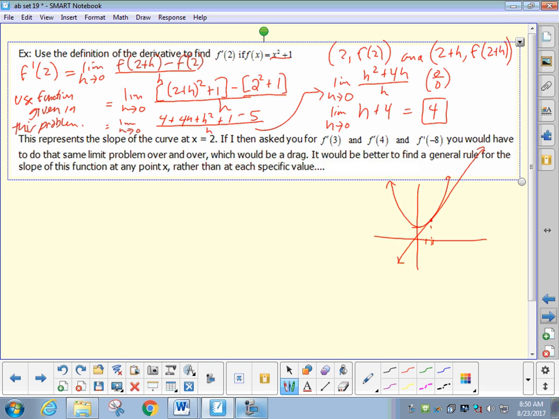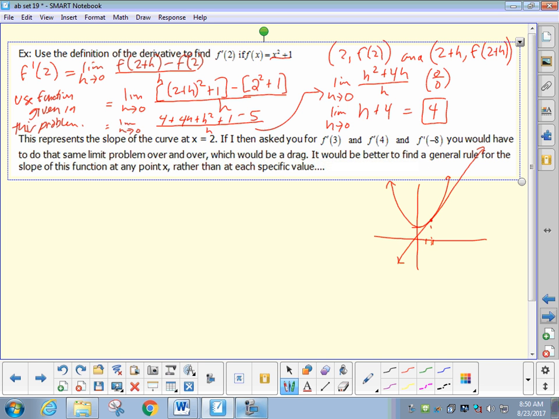So it's then nice to say, all right, forget that specific number 2. I don't want to redo this over and over again. I want to find a rule that will do this for any point, and I can just go straight to plugging that number in. So save me some time from having to do this over and over again. So rather than actually finding the derivative at 2, we more often find the derivative at any point and then use it later. That's the goal now.